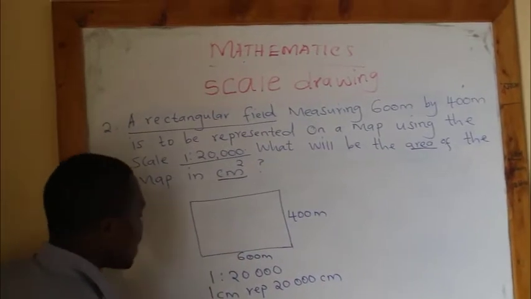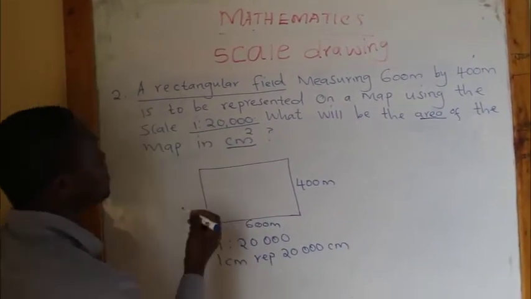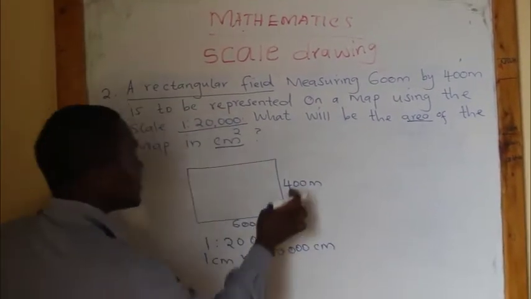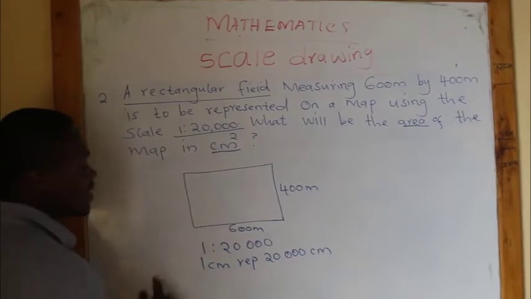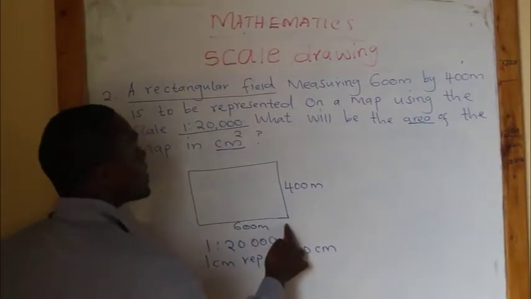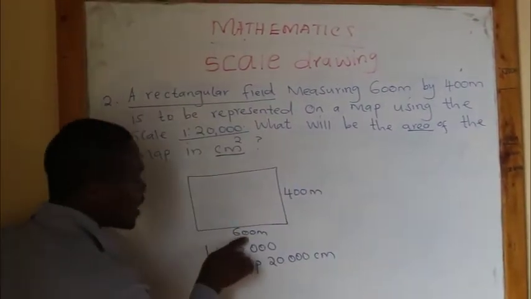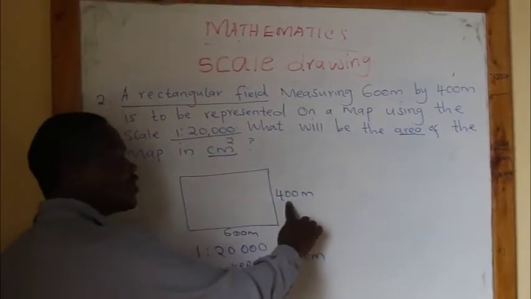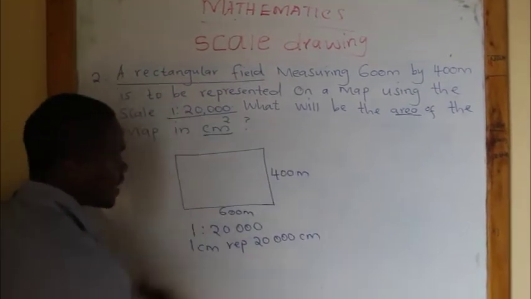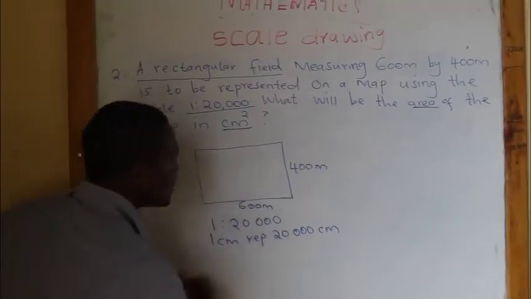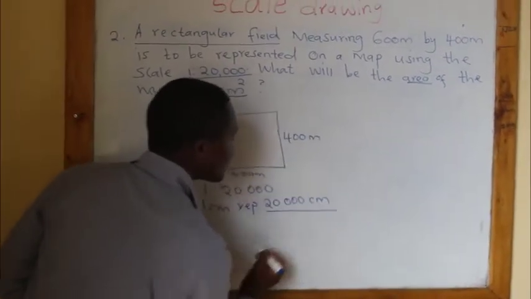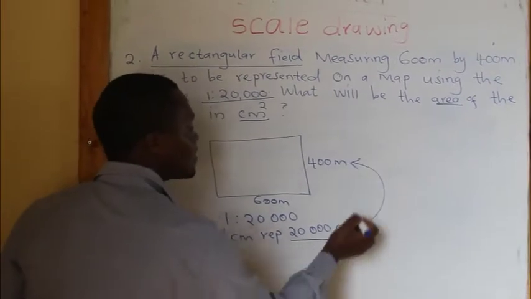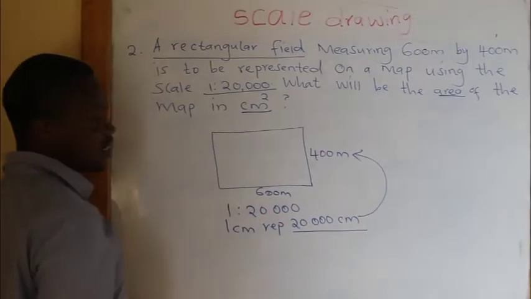So you can see, using our scale here, because the question is what will be the area of the map in centimeters square, you can use the scale to convert these units here. The real length is 600 meters and the real width is 400 meters. So it's asked to convert this real length into drawing length, real width into the drawing width using the scale. So what I'm going to do is I'll change this 20,000 centimeters into meters, because the relationship I'm talking about is centimeters and meters. And what is our relationship?